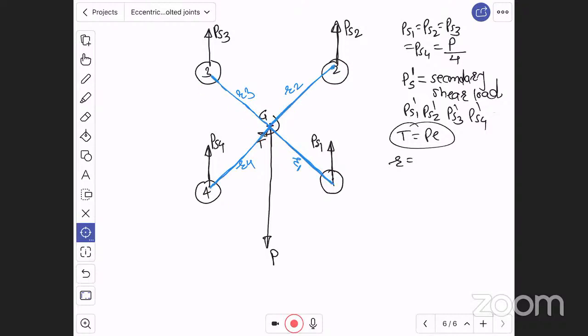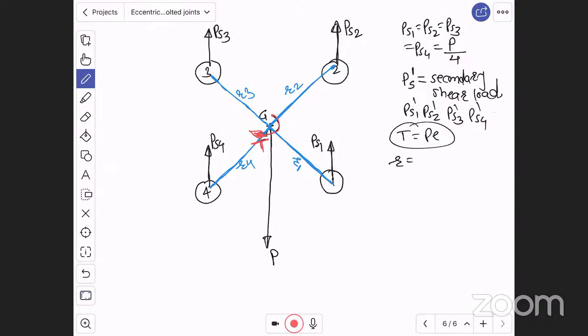Now here the applied torque is going in clockwise direction. So to cancel this torque, we need to apply anti-clockwise torque. Force is perpendicular to radius. So for R1, we have to draw a perpendicular force which must create torque about G in anti-clockwise direction.